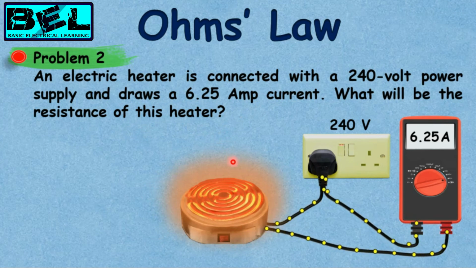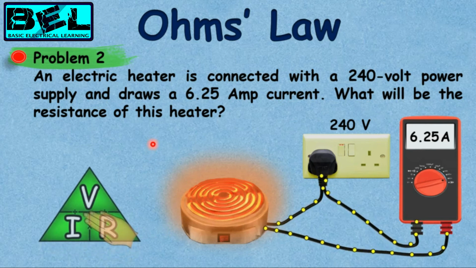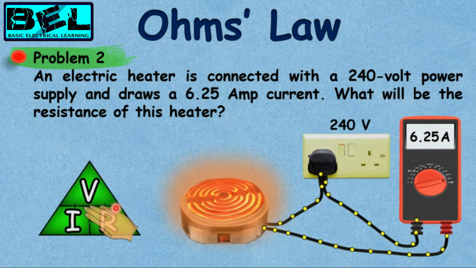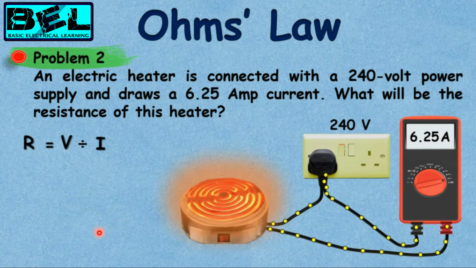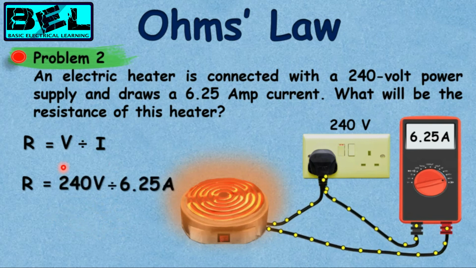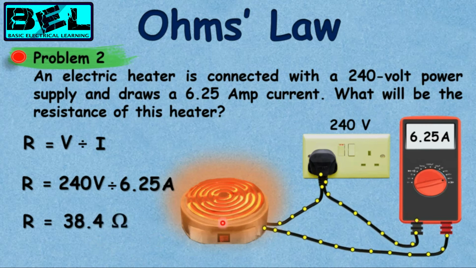Now with the help of Ohm's law we will find out the resistance of that heater. So again we will use Ohm's triangle. By covering the R, the remaining equation will become V divided by I. So R is equal to V divided by I. By putting in the values, V is 240 divided by 6.25 ampere current. By solving this equation with the help of a calculator, we find the resistance of that heater is 38.4 ohms.